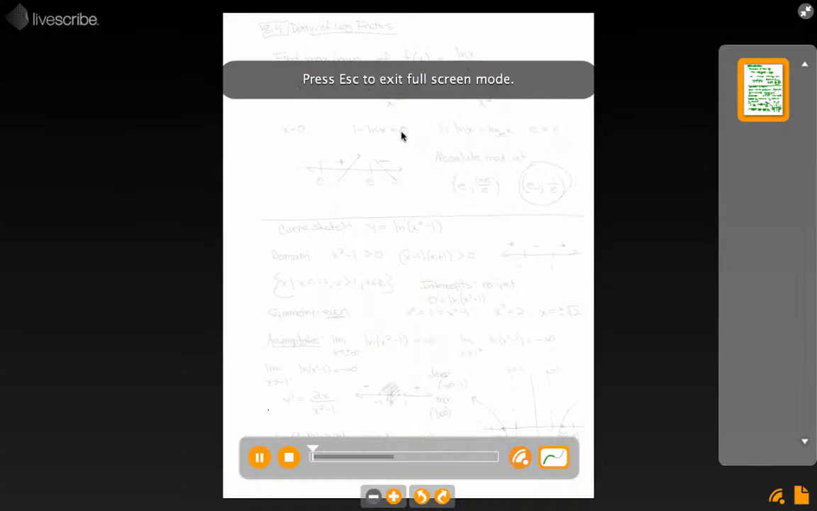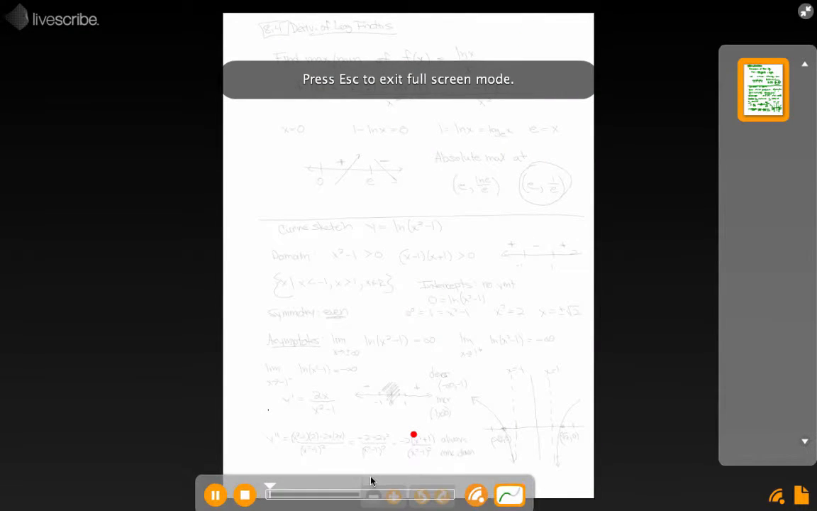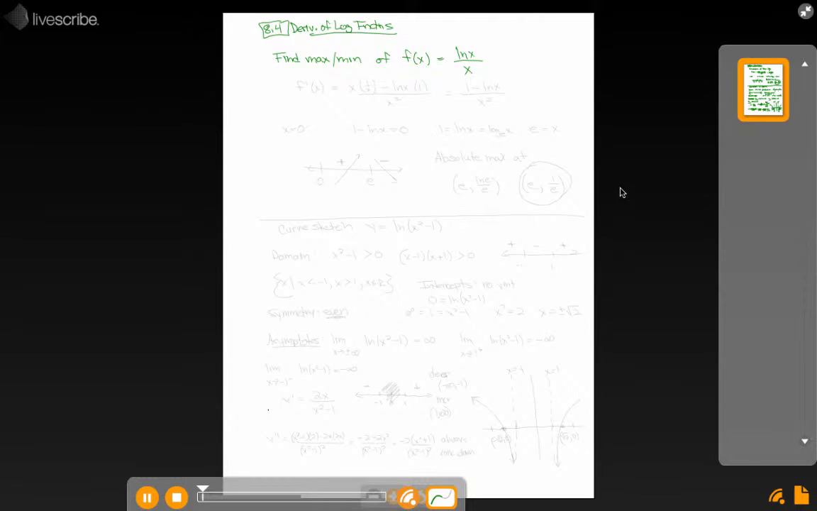This comes out of section 8.4, derivatives of log functions. So it's a very straightforward max-min question. Just says find the max-min, if there are any, of f of x equals ln x over x. So hopefully your first thought would be I need to take the derivative of that.